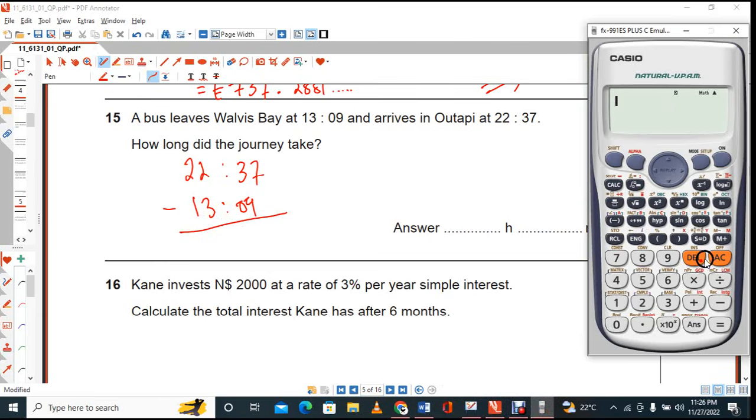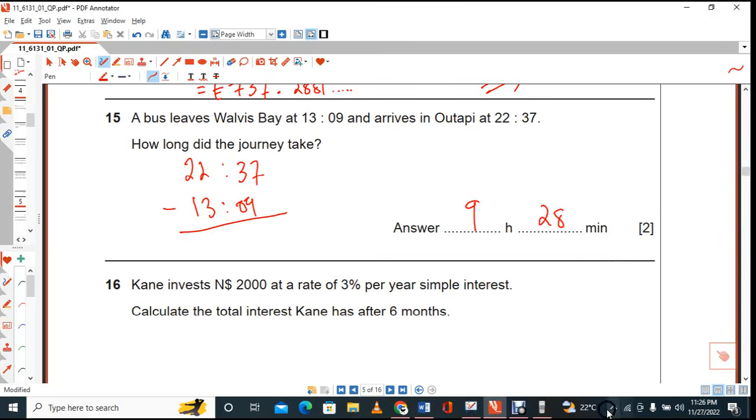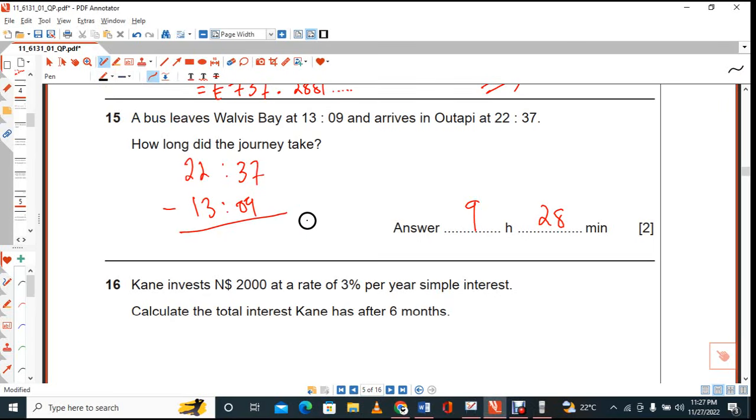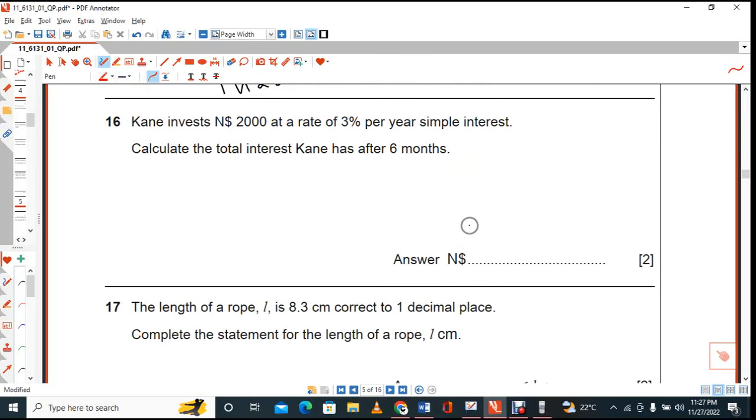Okay, so with a calculator, I'm going to say 22 hours 37 minutes, take away 13 hours and 9 minutes. So that's 9 hours and 28 minutes. Or essentially you can just subtract 9 minutes from 37, which gives you 28, and if you subtract what you have left there, you're going to get 9 hours 28. So whatever method you choose to use, you should get to this answer quite easily.